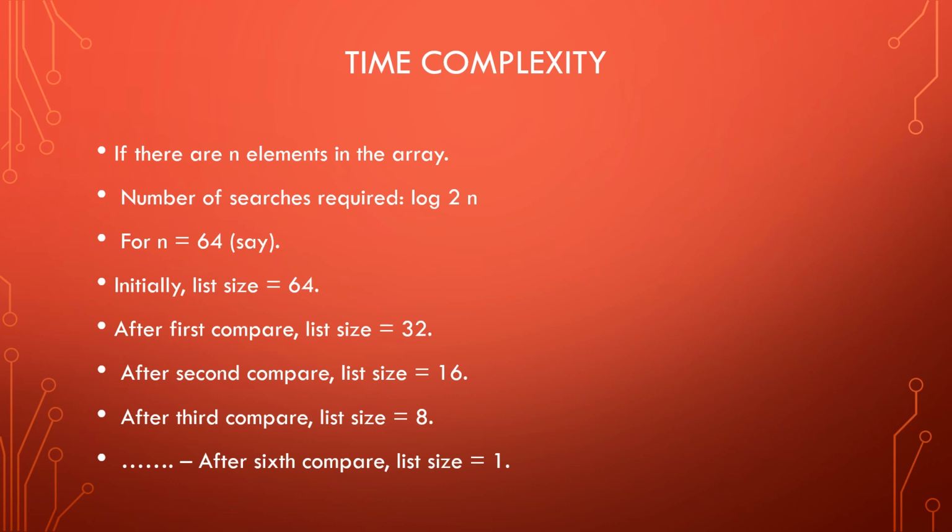For n equal to 64, say, initially list size is 64. After the first compare, list size is 32. After the second compare, list size is 16. After the third compare, list size is 8. After the sixth compare, list size is 1.